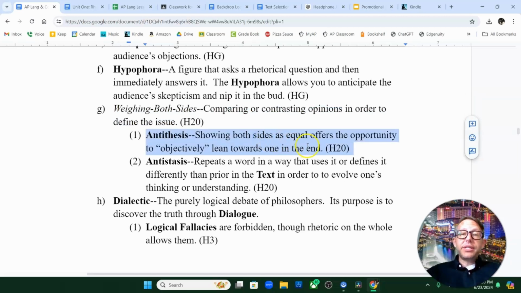And we talk about this via, first off, antithesis. Showing both sides as equal offers the opportunity to objectively lean towards one in the end. So if you can demonstrate objectivity by saying, this is their argument, this is the other side's argument, and this is your argument, and you nevertheless, after that very objective demonstration of both sides of the argument, lean towards the one over the other, that's really helpful for you.